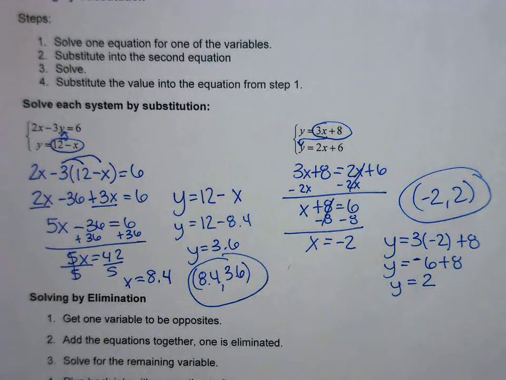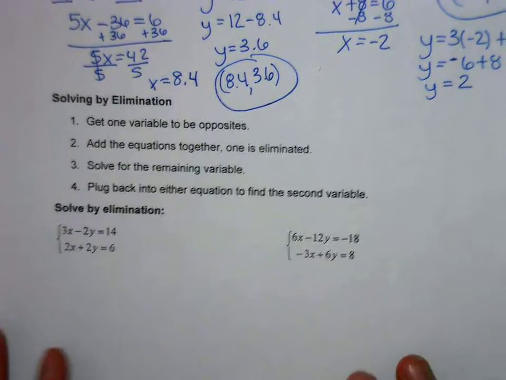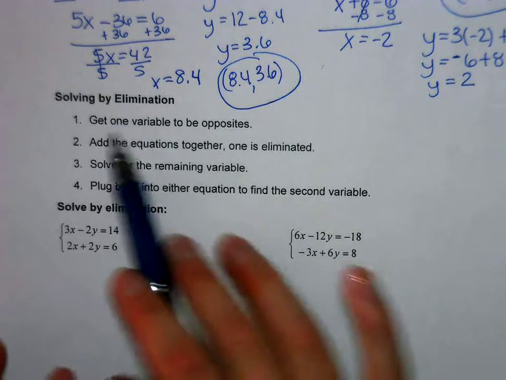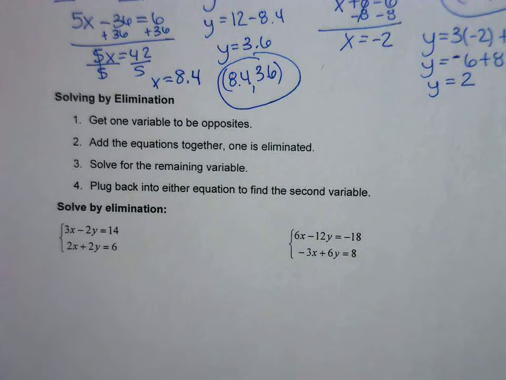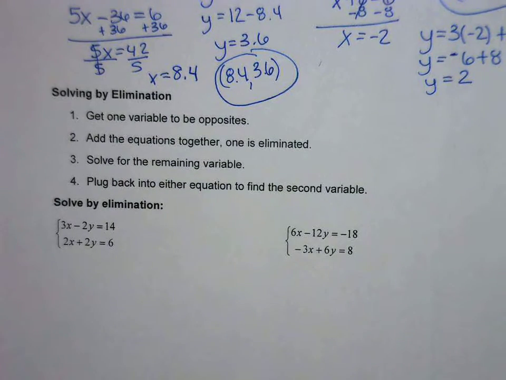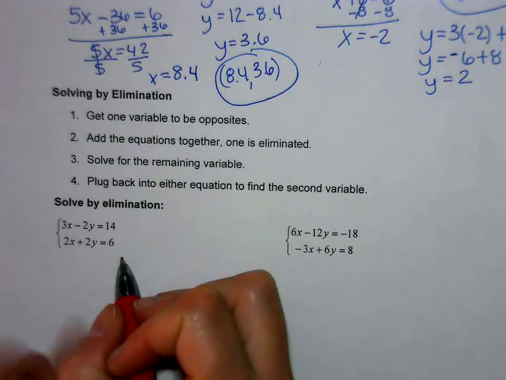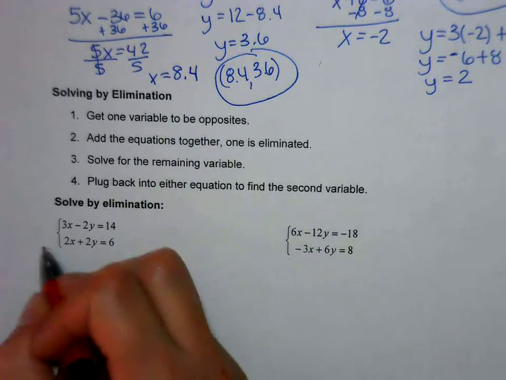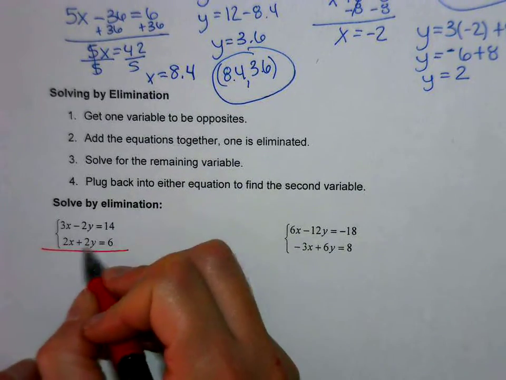Alright, let's look at solving by elimination. In elimination, we want to get one variable to be opposites. We want to add the equations together so one is eliminated, and solve for the remaining variable and plug back into either equation to find the second variable. If I take a look right now, I can easily eliminate my y's because negative 2y plus 2y is 0, so they cancel each other out.